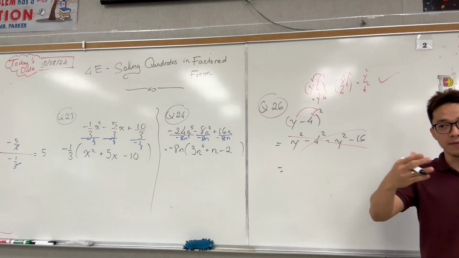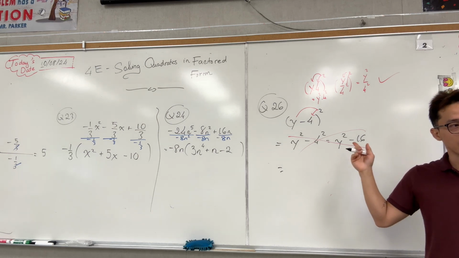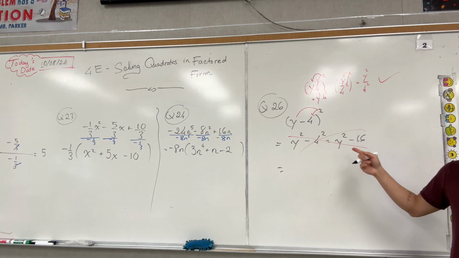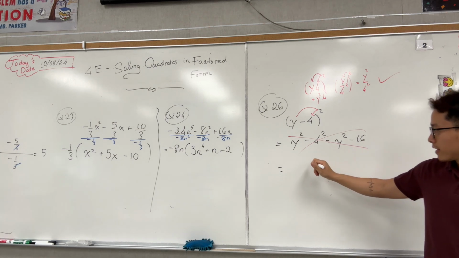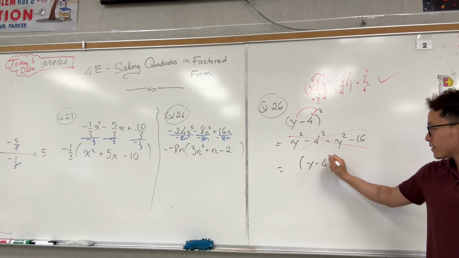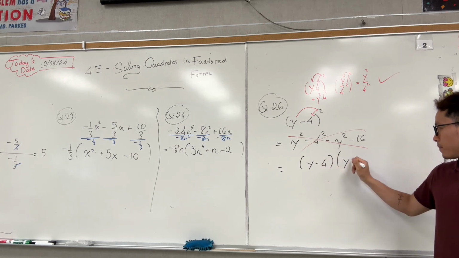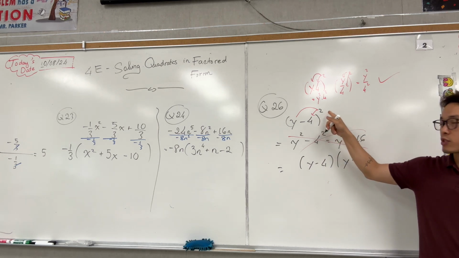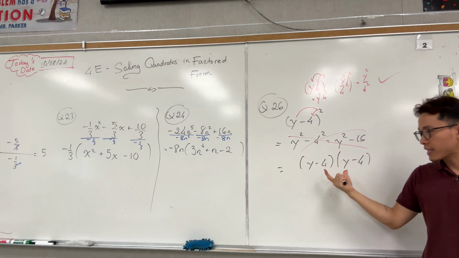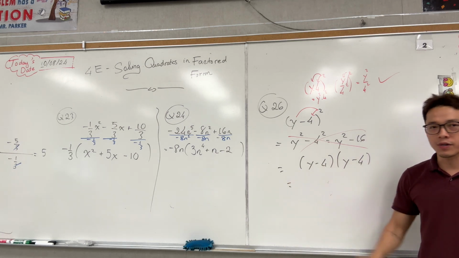Remember, converting from the vertex form to the standard form is the same thing, okay? Now Moses, you're going to do parentheses y minus 4, and then another parenthesis y minus 4. Exactly, because square is when you multiply by itself. This is how you do it. And then after this, what are you going to do?